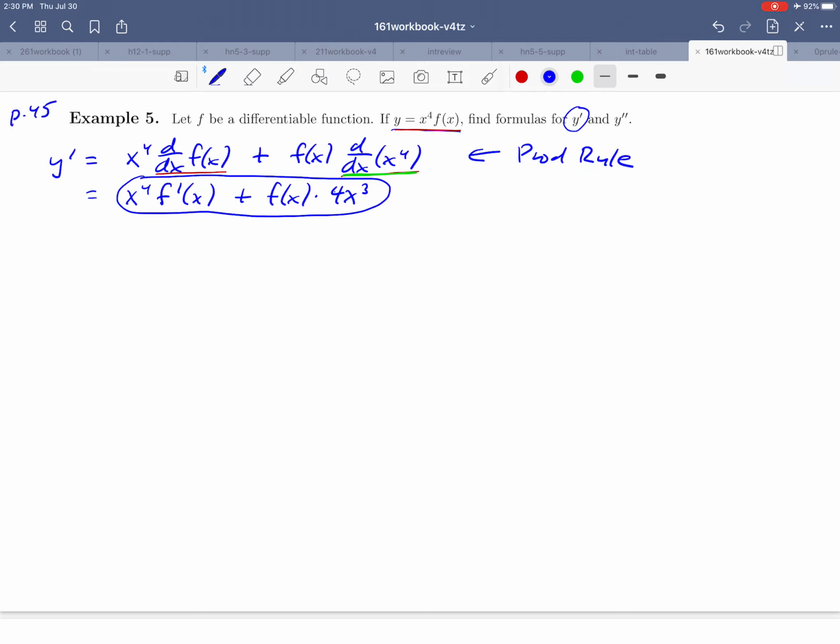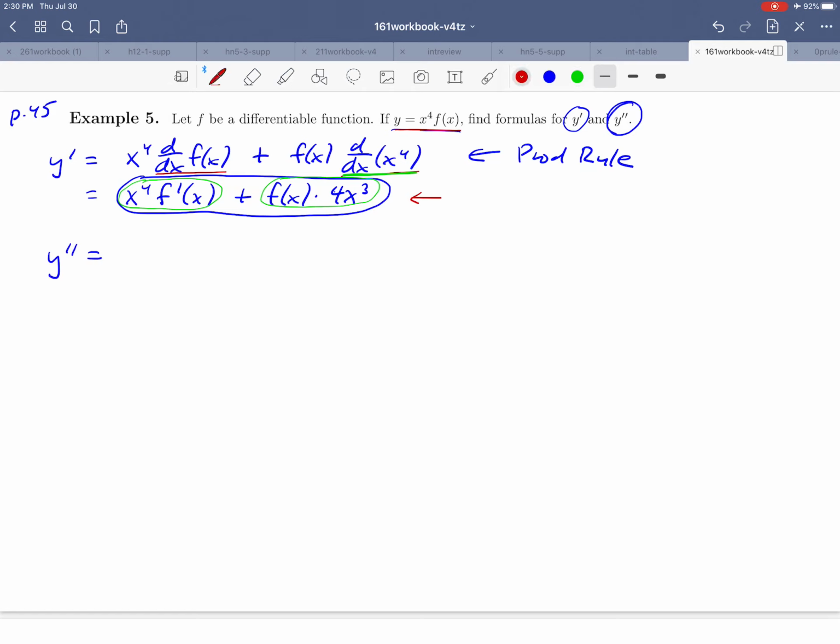Okay, and we're ready then to think about what we would get for the second derivative of y. Okay, well, the second derivative is just taking the derivative of the derivative, essentially, what we just calculated. So the question is, what would we need to do to take the derivative of our answer that we just circled above? Okay, well, notice that it has two pieces to it. There's x to the fourth times f prime of x, that's a product. And then we've got a second product of f of x times 4x cubed. So we've actually got two product rules involved here.